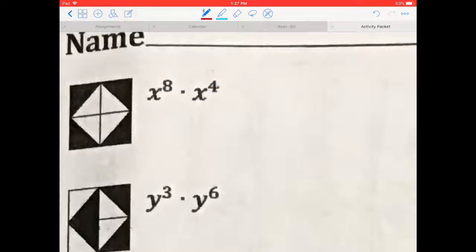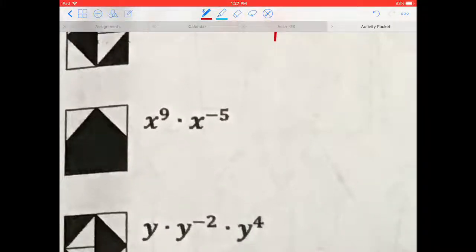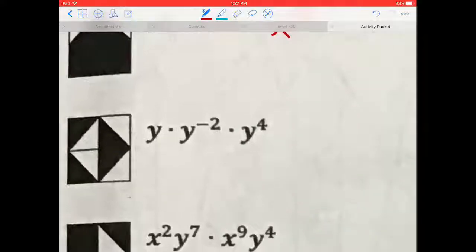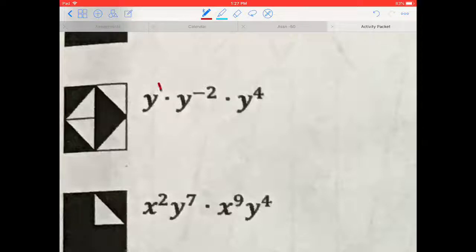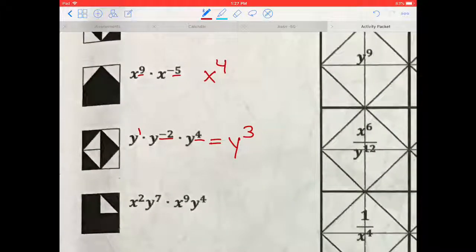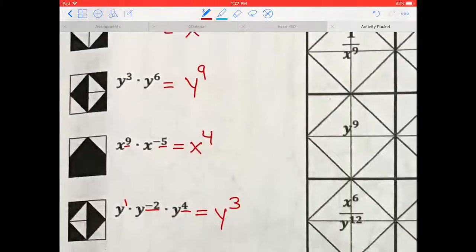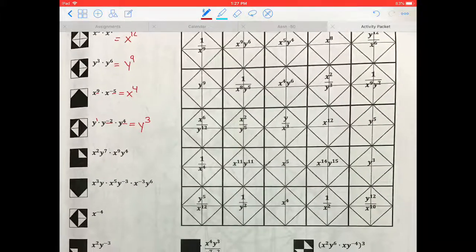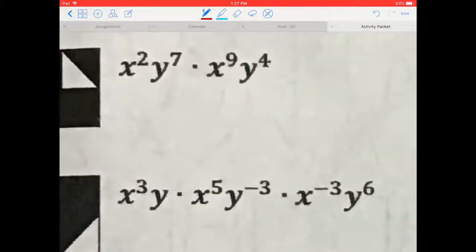All right, multiplication. This is pretty easy. X, 8, 9, 10, 11, this is 12. Y to the 9th. 9 minus 5 is x to the 4th power. For these y's, we have 1 minus 2 plus 4. So that's 3. Keep forgetting my equal sign. So those first 4 were pretty easy. Next one.